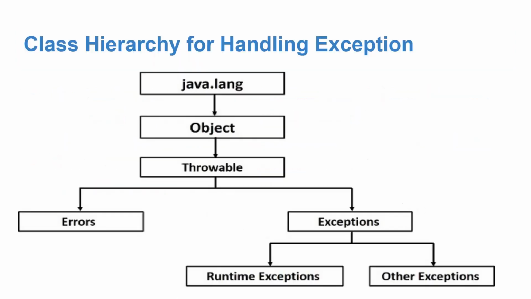Now we see the class hierarchy for handling exceptions. That is java.lang. Next one is Object. After Object comes Throwable, and Throwable is classified into two parts, that is Error and Exception. Exception is also categorized into two parts, that is RuntimeException and other exceptions.